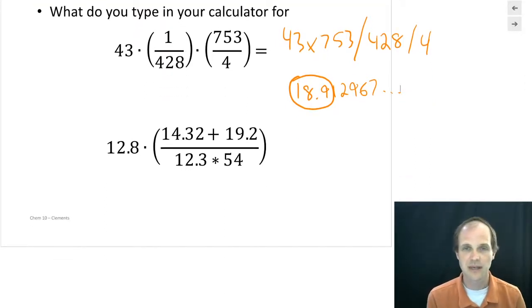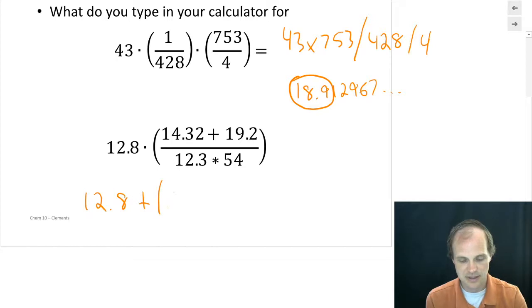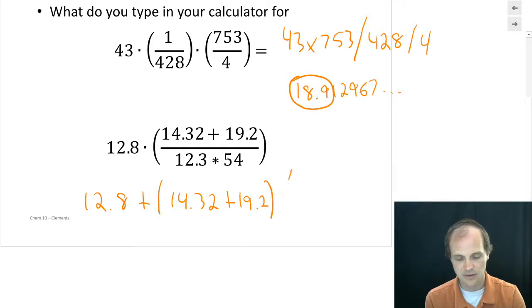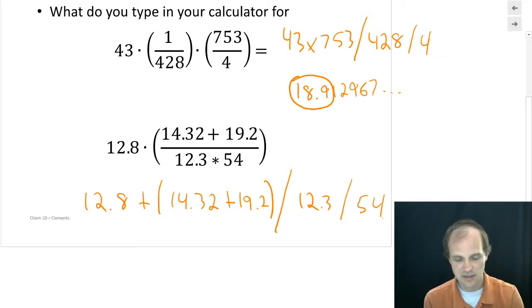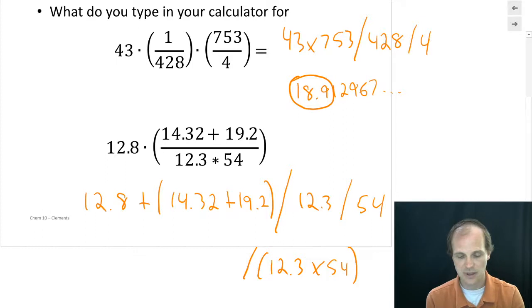How about this one? What are we going to enter into our calculator? Hopefully you had a chance to pause the video, try it out. 12.8 plus parentheses 14.32 plus 19.2 divide by 12.3 divide by 54. I didn't need to use parentheses on the bottom there because that was a multiplication, and multiplication and division are the same order of operations. So I can just use the divide. I could have also, on just that end part, done divide by 12.3 times 54 if I put it in parentheses. Either way is fine.